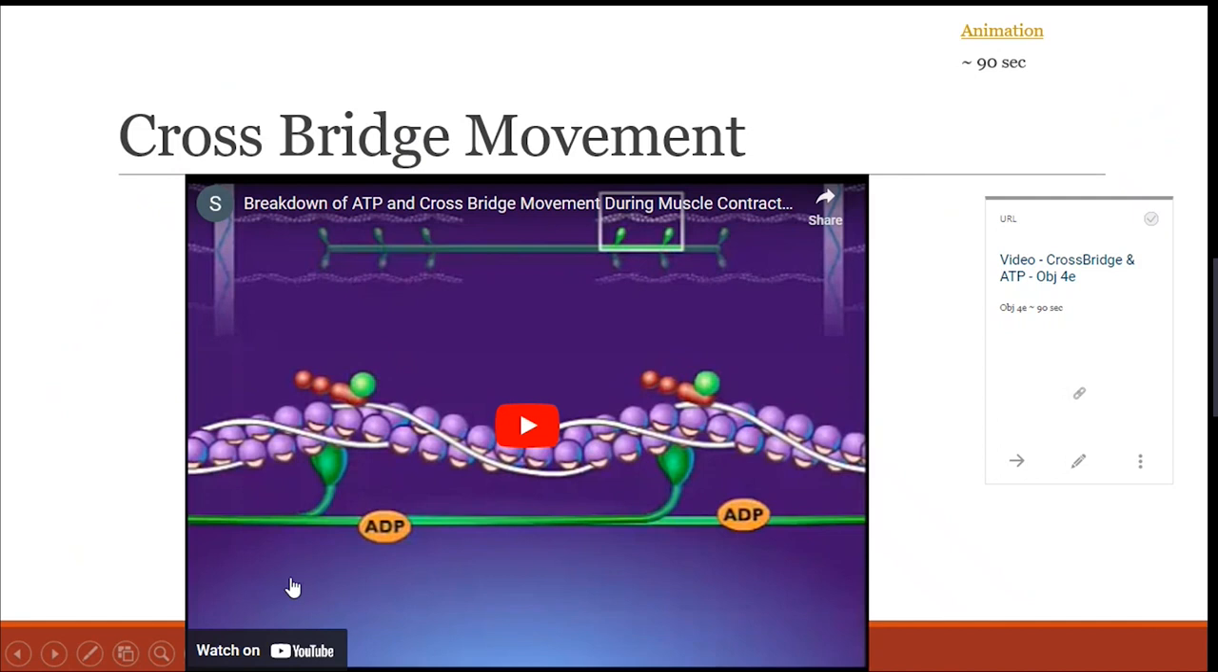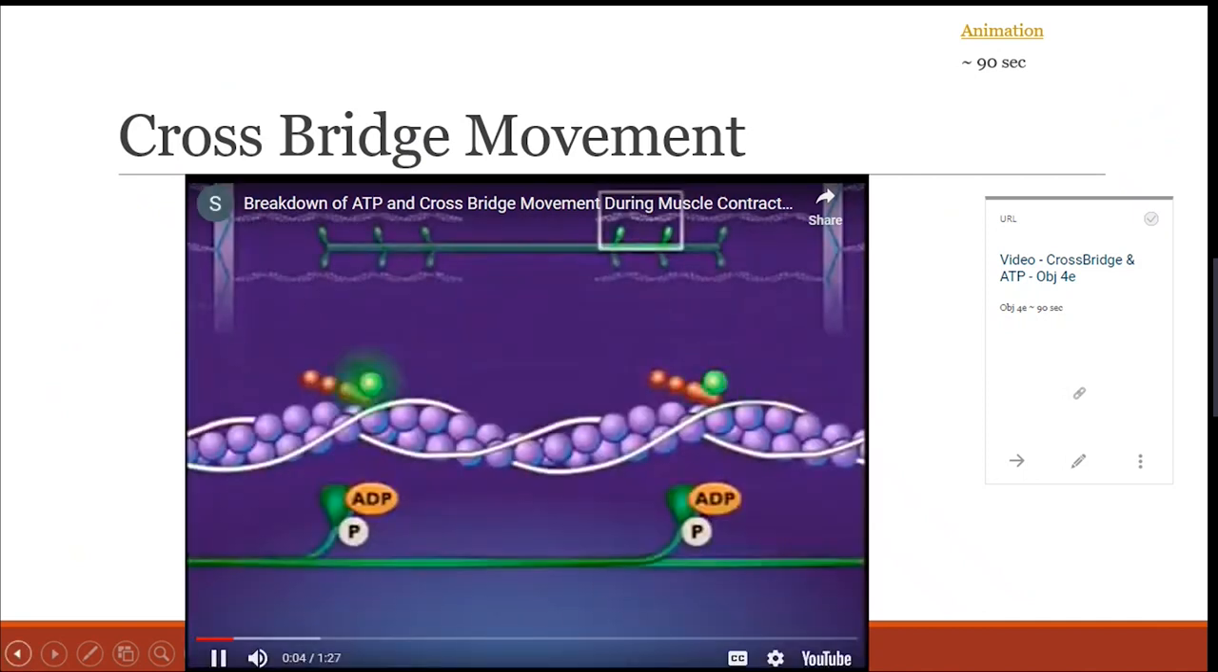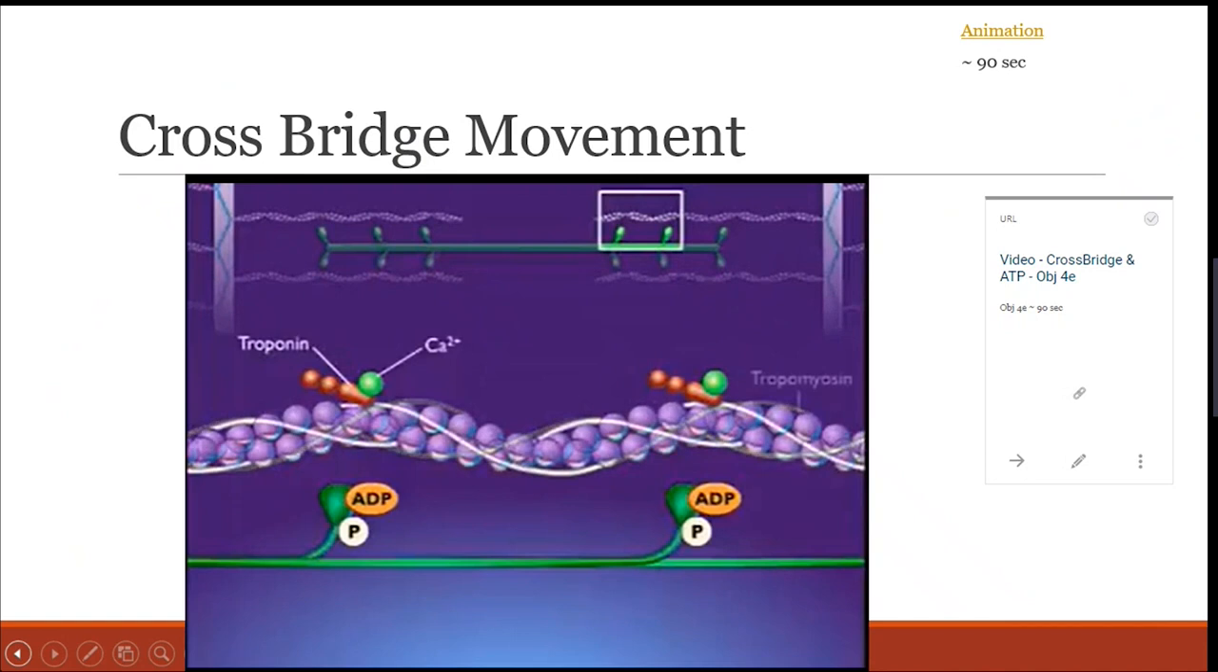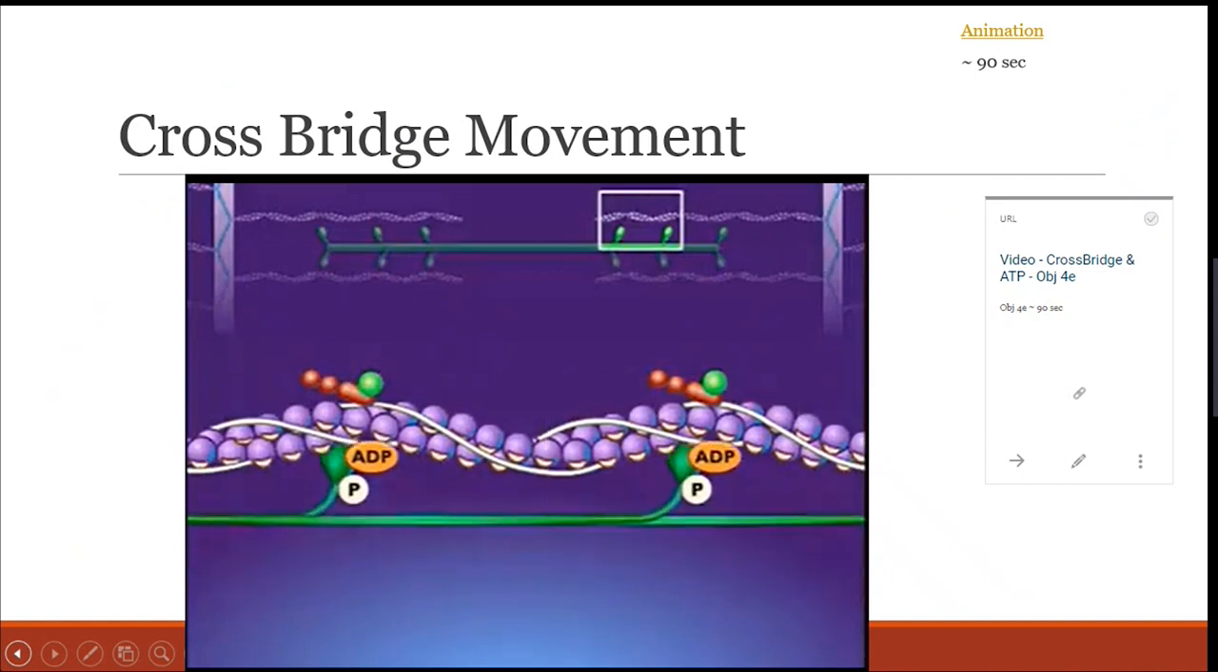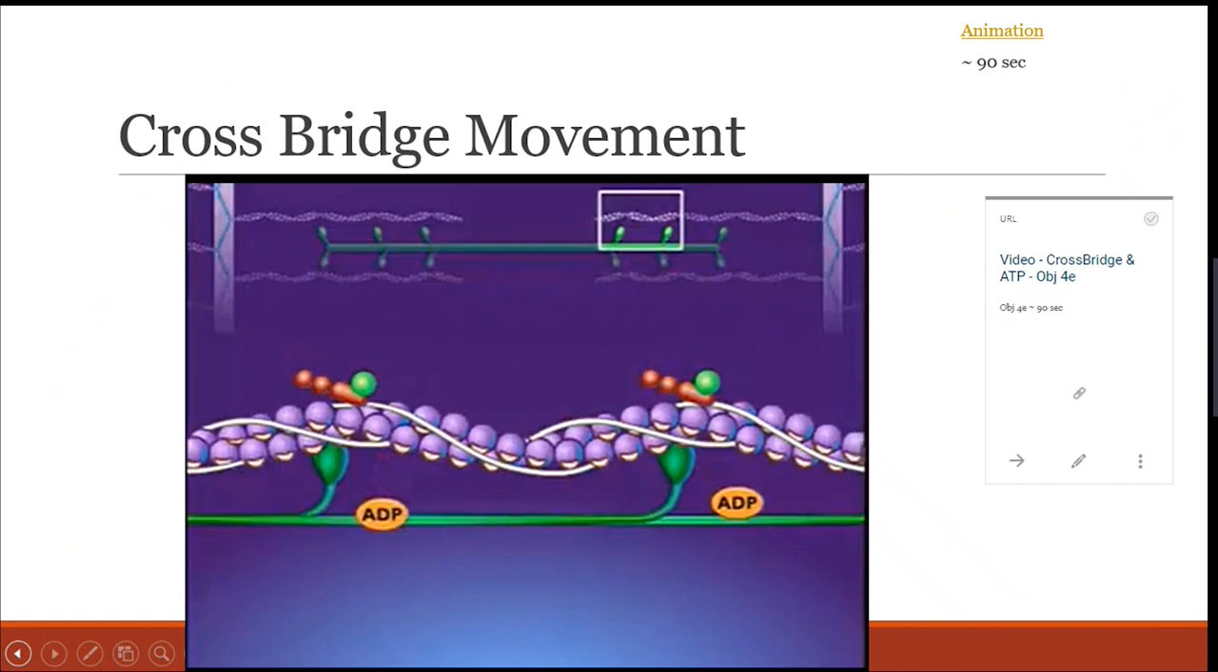So I want to show you the next step, now that the myosin is attached to the actin. What happens next? Calcium ions bind to troponin. This moves tropomyosin out of the way and uncovers binding sites to myosin on the actin myofilaments. ADP and phosphate are attached to the myosin head from the previous cycle of movement. The myosin heads attach to the exposed binding sites on the actin myofilaments to form cross bridges, and the phosphate is released. Energy stored in the head of the myosin myofilament is used to move the head.